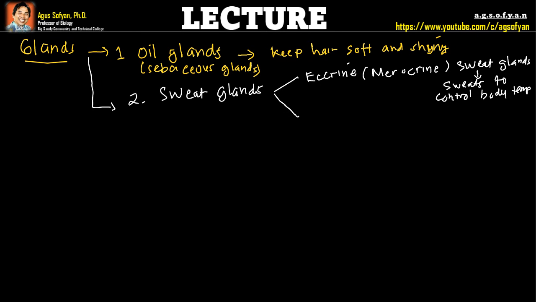The second type of sweat gland is called the apocrine sweat gland. And it is only located in several parts of our body, like for example, under the armpits, in the groin area, okay, around our sexual organs.